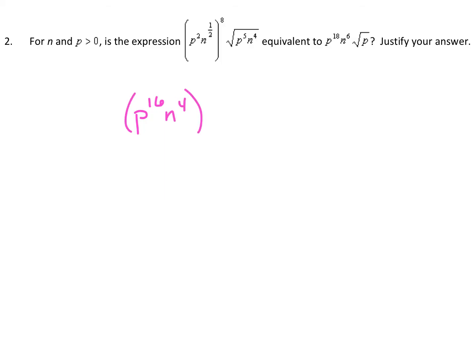Okay, now this would be the square root of p to the 5th n to the 4th. So even though we don't see it, there's really a little 2 in there. I'm going to put it there. Okay, there's really a little 2 there.